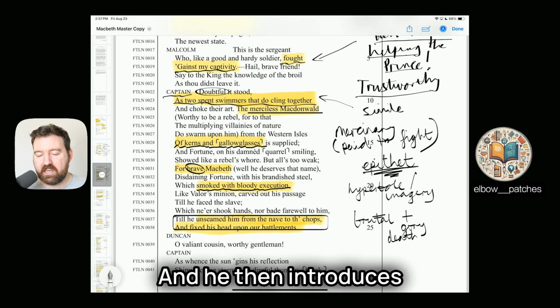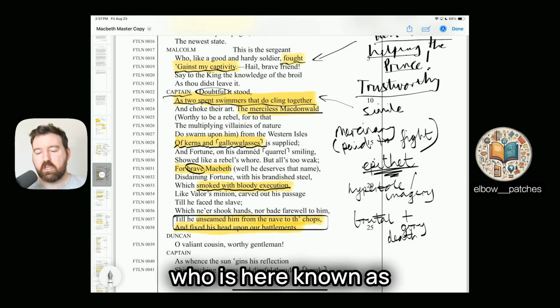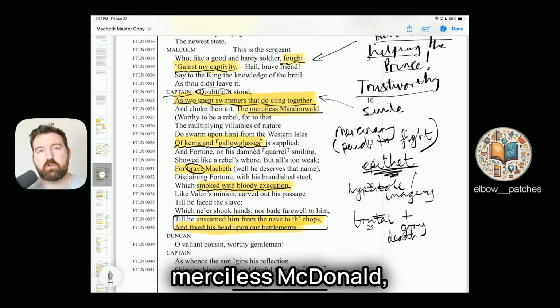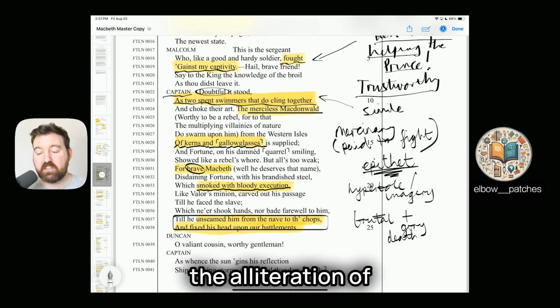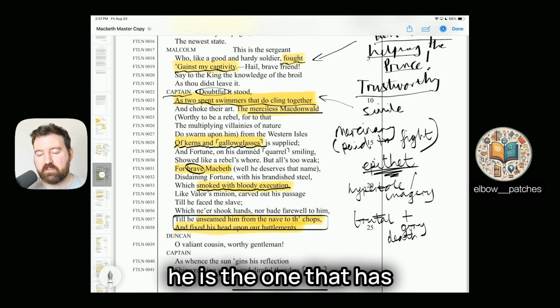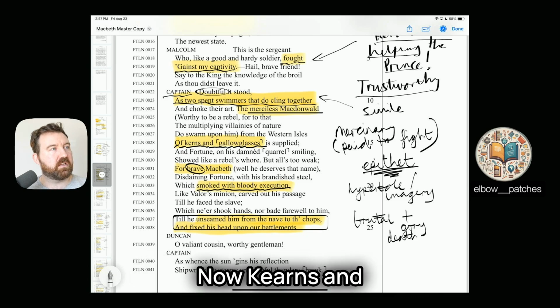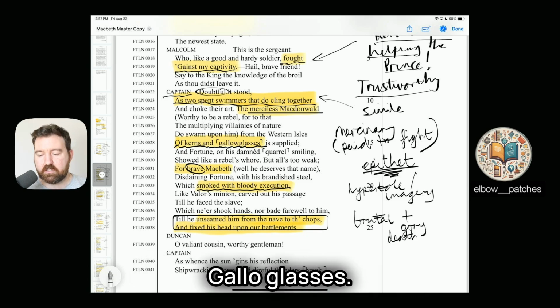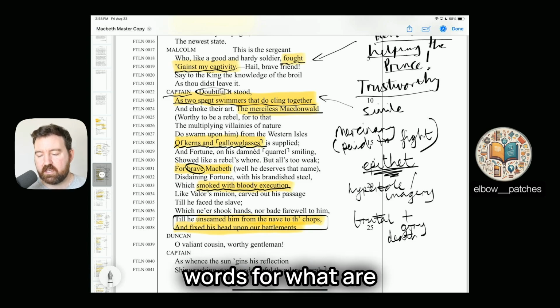And he then introduces the villain, the one that has been fighting against Scotland, who is here known as Merciless MacDonald. The alliteration of Merciless MacDonald also emphasizes that name. He is the one that has created this army. And we find out that the army is made up of kerns and gallowglasses. Now, kerns and gallowglasses, these aren't words that we would use today, obviously, but they are basically words for what are known as mercenary fighters.